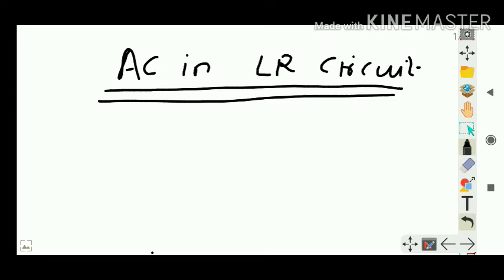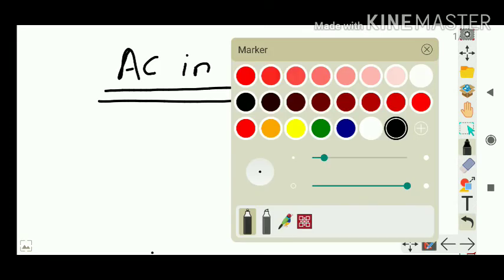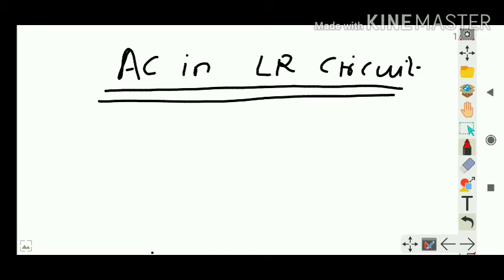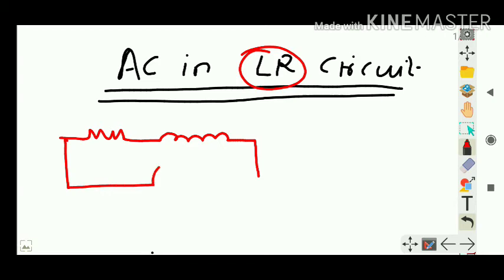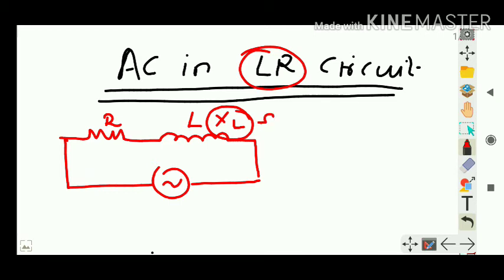As you understand from the name itself, LR circuit means it has an inductor and a resistor. So when you draw the circuit, it will be a resistor and an inductor, and it is connected to an AC supply. Let's say the resistance is R ohm, and this is an inductor. Let's say XL is the reactance of this inductor, so this is XL ohm and R ohm is the resistance.